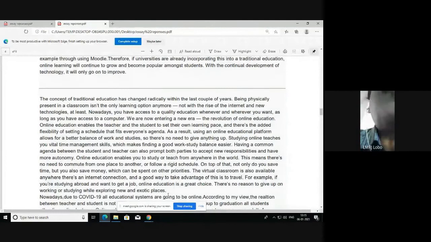Only the first paragraph is too large. So see where you could divide this paragraph, and try to find that out. When you go for, as a result, using the online educational platform allows for a better balance of your studies, so there is no need of giving up, here we could have another paragraph. And here we could set up the next paragraph starting from studying, which would be a more readable essay.